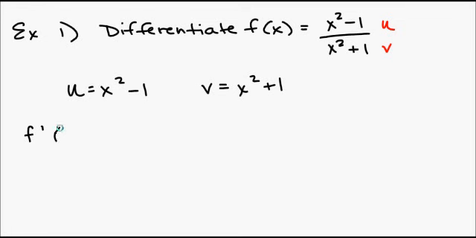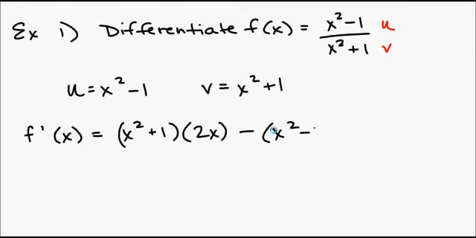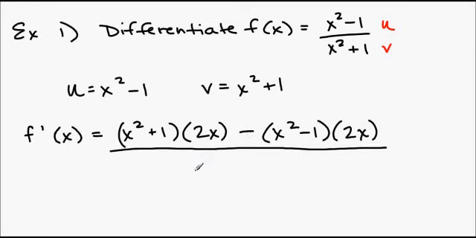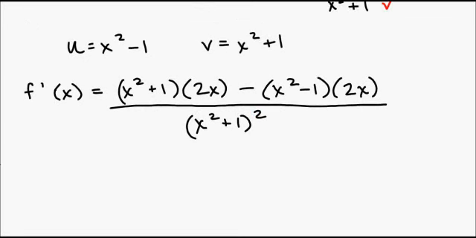So we know f prime of x is going to be, we said, low, so x squared plus 1 times the derivative of the high one, so 2x, minus high times derivative of low, over, so all over low squared. Okay, and now we just need to simplify.